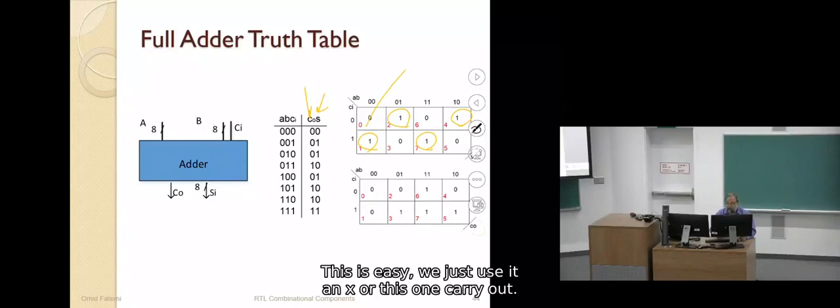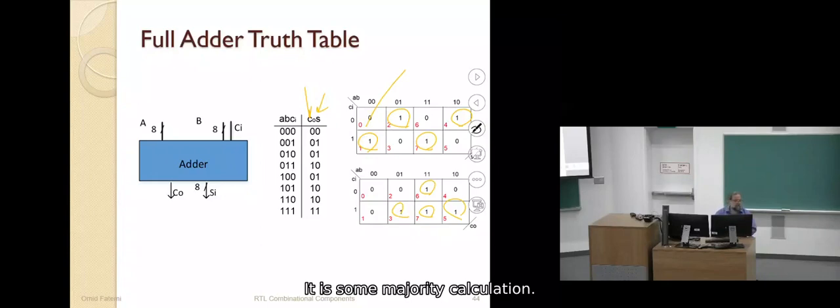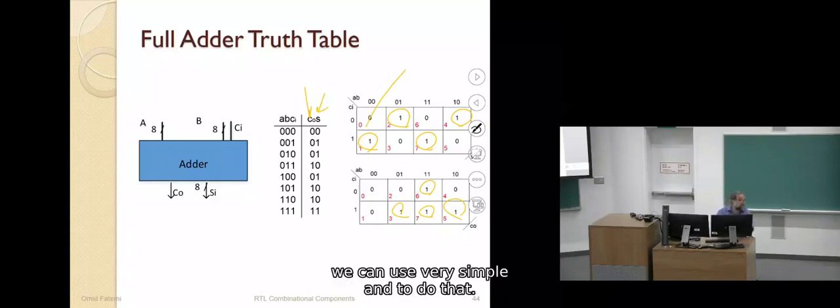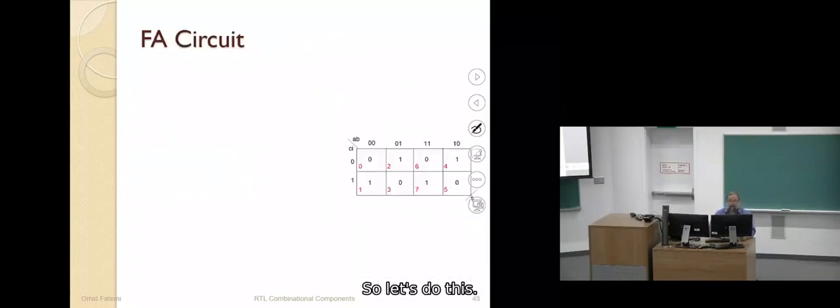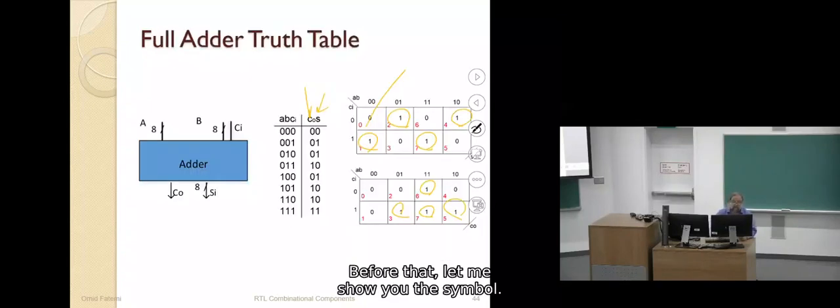This one, carry out, if you look at the ones, we have 1 when we have more than 2 ones in our input, either 2 ones or 3 ones. So it is some kind of majority calculation. If we have 2 ones or 3 ones, we can use a very simple AND to do that. So let's do this. Before that, let me show you the symbol.